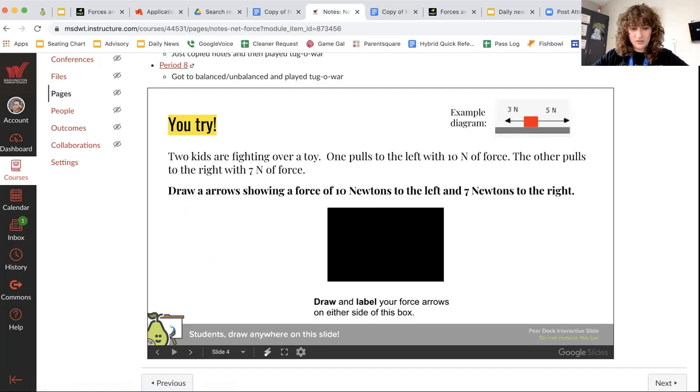So I'm just going to draw on my screen. So it says 10 newtons to the left. So I'm going to draw an arrow and label it with 10 newtons. And then 7 newtons to the right. So it's going to be a slightly shorter arrow. That looks slightly shorter, right? And 7 newtons. So that's a free body diagram.